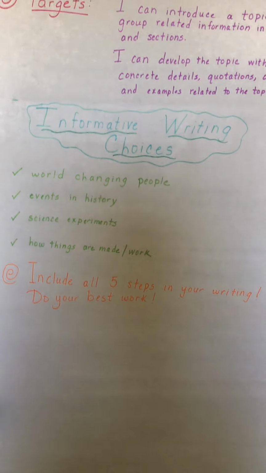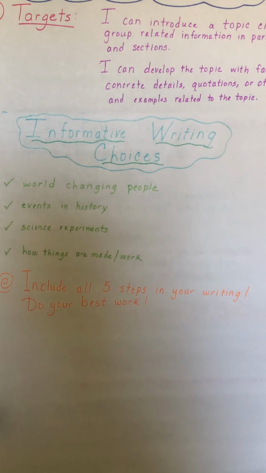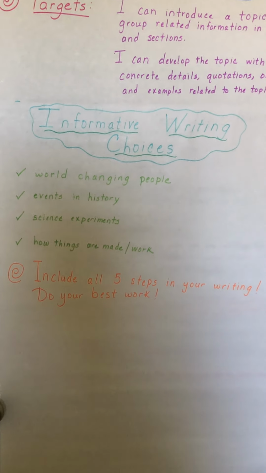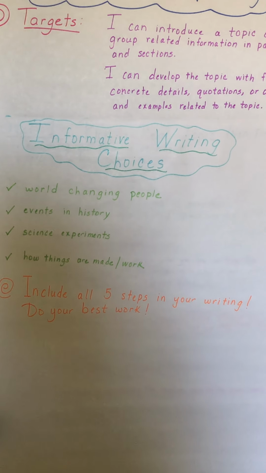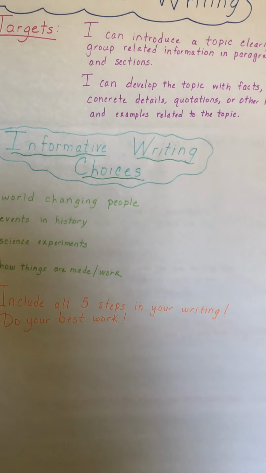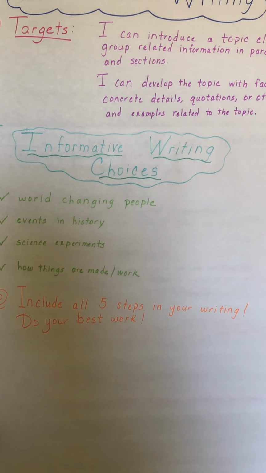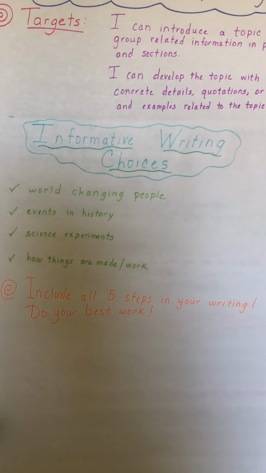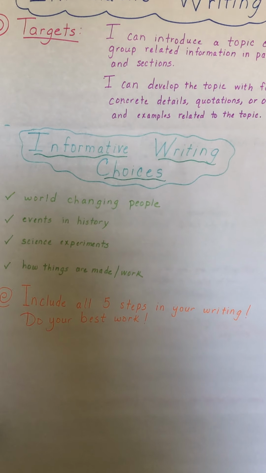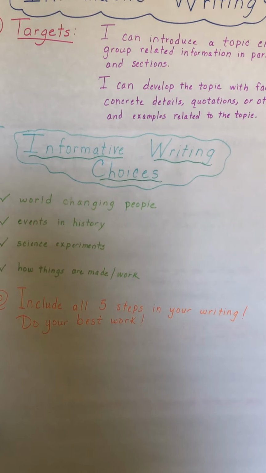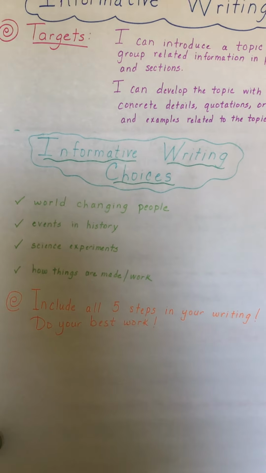The most important part of this is that you include all 5 steps in your writing. The steps that we went through on Monday and Tuesday of this week, you're going to want to make sure you include. So picking your topic, brainstorming your parts, getting an audience and hook, drafting and revising and editing, and coming up with a closing where you pull it all together and you tell your reader any final details about your topic.